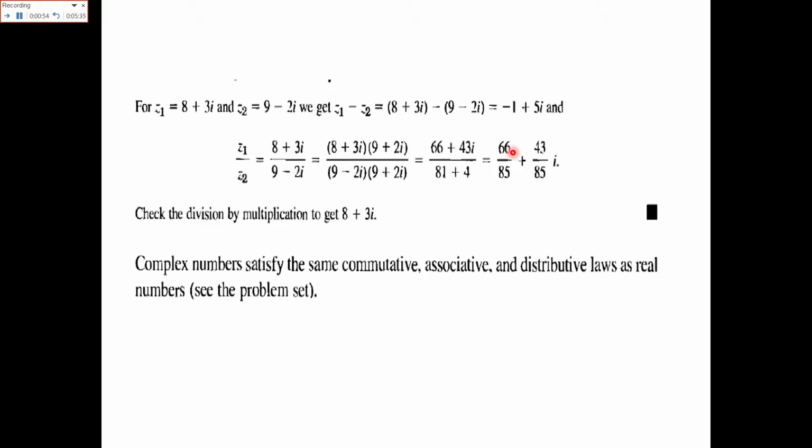Complex numbers satisfy the same commutative, associative and distributive laws as the real numbers. All these properties we have discussed in chapter number 2 and in lecture number 2 also.